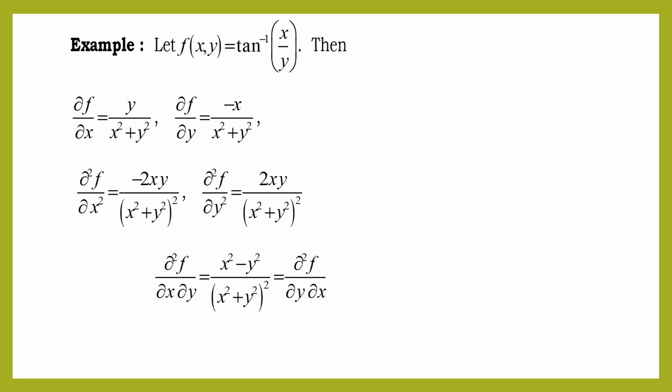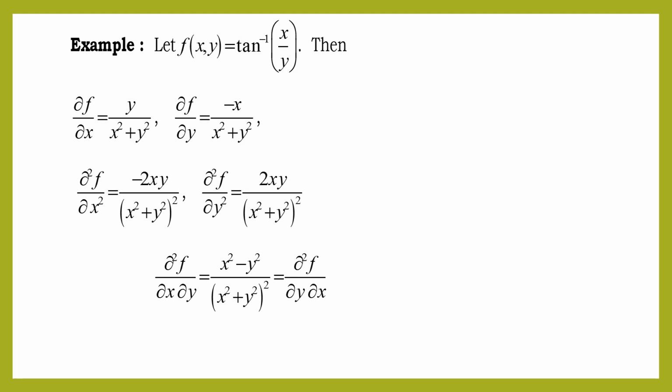Let us see an example here. I have taken a function f of x comma y equals tan inverse of x by y. For this function, let us find out these partial derivatives: dou f by dou x, dou f by dou y, dou square f by dou x square, dou square f by dou y square, and dou square f by dou x dou y.